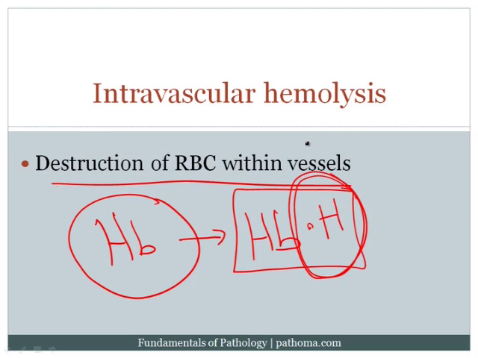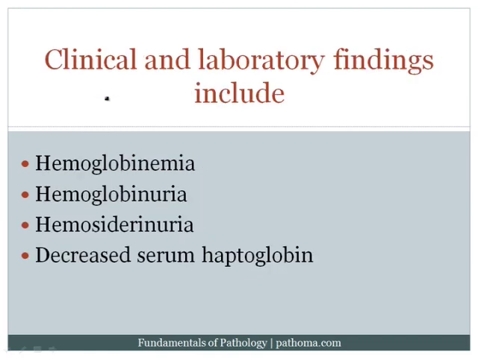Now the haptoglobin is minimal within the serum, and it really doesn't do much to save hemoglobin except in very small amounts. Eventually, the next step will be that hemoglobin will build up in the blood, creating a hemoglobinemia, and that hemoglobin will leak out into the urine because it's water-soluble, creating a hemoglobinuria. And that allows us to understand the clinical and laboratory findings. So these patients will have hemoglobinemia because hemoglobin will leak out into the blood. They'll have hemoglobinuria because hemoglobin from the blood will leak out into the urine, and they'll get hemosiderinuria.